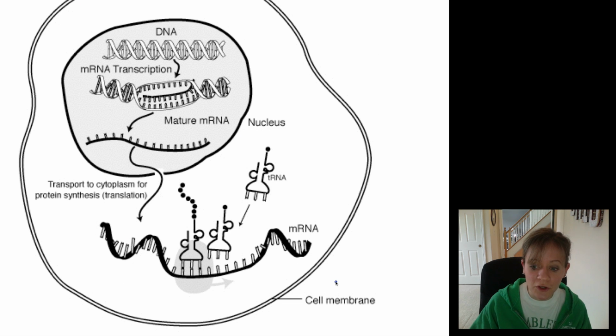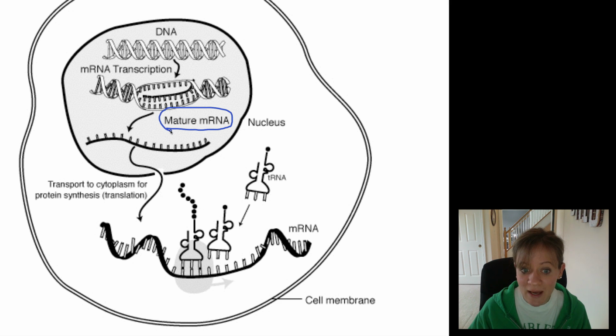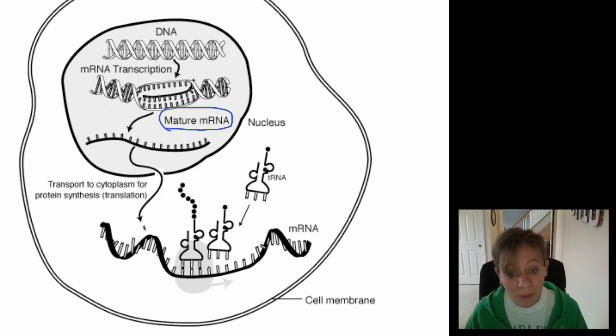So here's a very good overview of all of these processes I'm talking about. So we start with DNA, we go to RNA through transcription, and remember I just told you it's mRNA that's being made. That's going to take the message. It's a messenger. It transports it to the cytoplasm to make polypeptides, to make proteins.